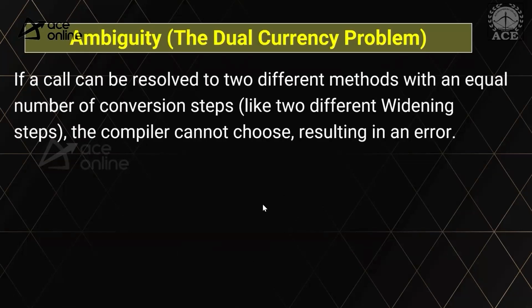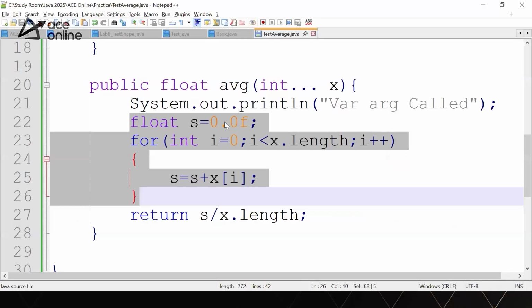There's a last topic called ambiguity. There was a question last time. Let me tell you what is meant by ambiguity here now. What is meant by ambiguity? If a method call resolves to two different methods with an equal number of conversions. I'll explain this with an example now.